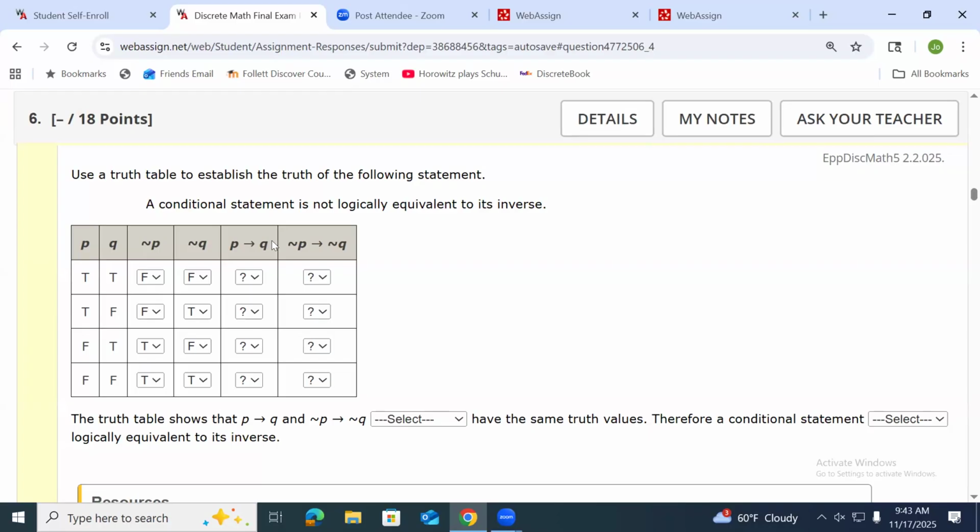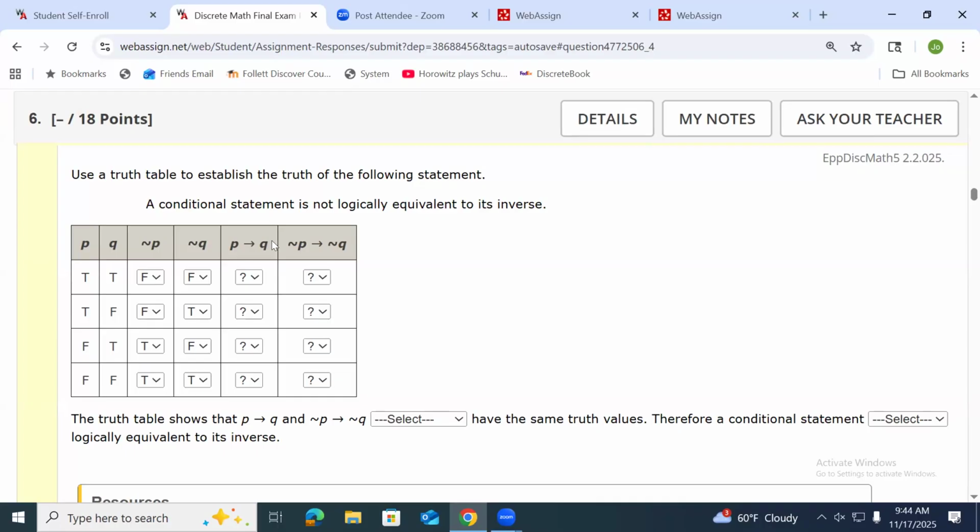So look at P and Q together. Is it ever the case that this is true, but that's false? Yes. How many times does it happen? How many times is the P true, but the Q is false? Once. So that's the only time this contract is going to be broken. The other three times it's going to be true. So it'll be false right here and then true, true, true.